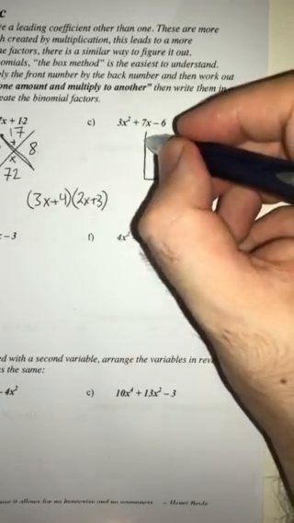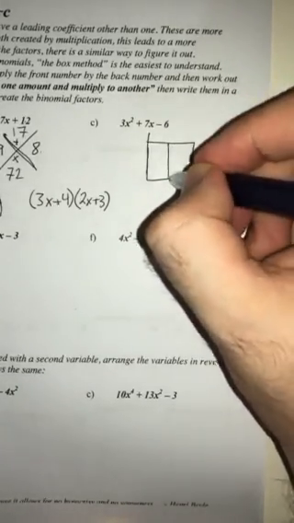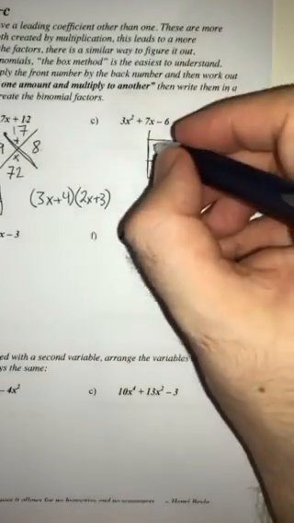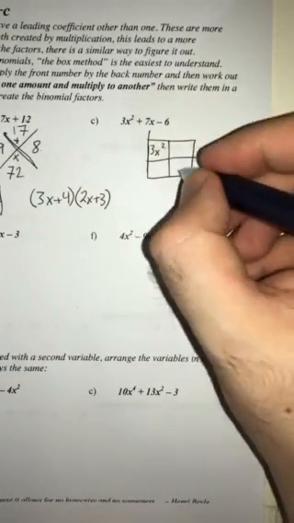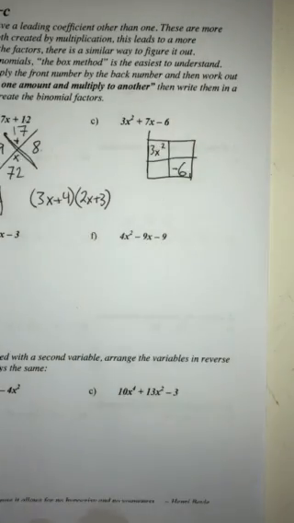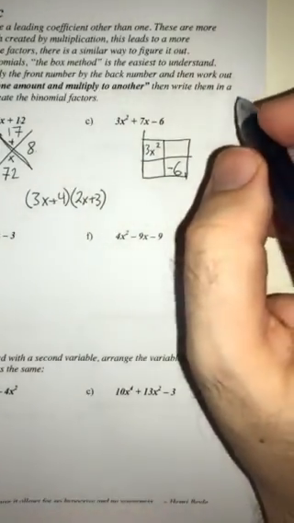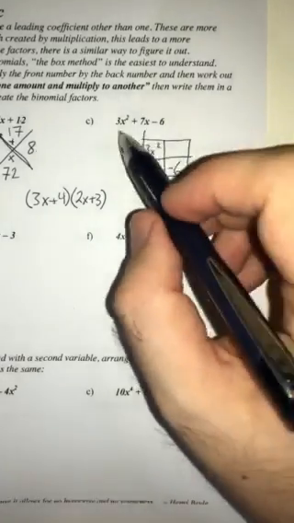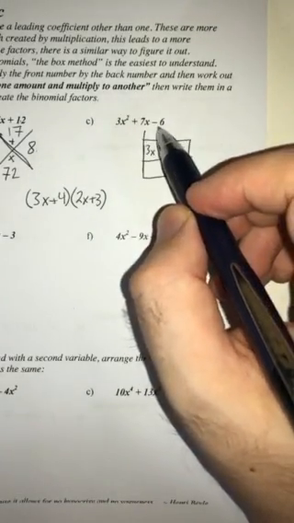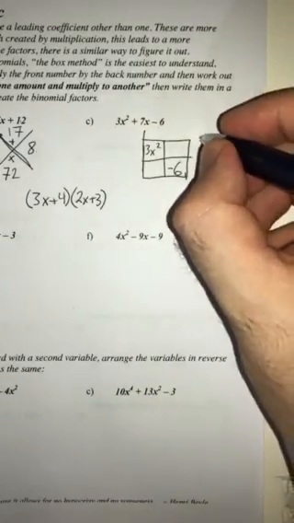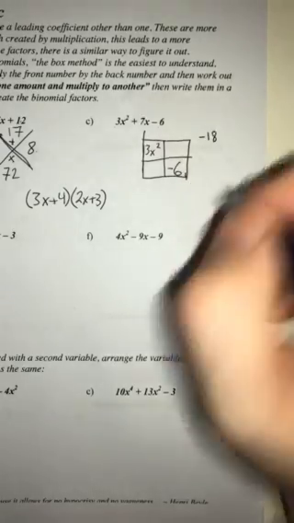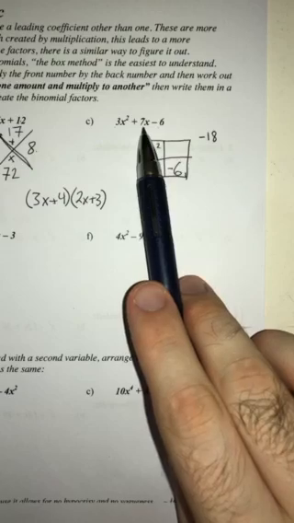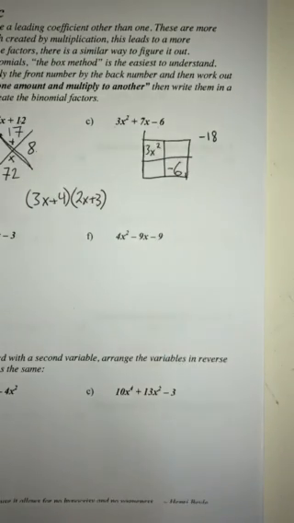Let's make the box like this. So I'm going to fill in the boxes already. I can put 3x squared here. I can put minus 6 down here. And I'm looking for what two numbers add up to 7 and they need to multiply to 3 times negative 6. So if you want, you can write that down here just as a reminder. Negative 18 is what I want. So what adds to 7 and multiplies to negative 18?